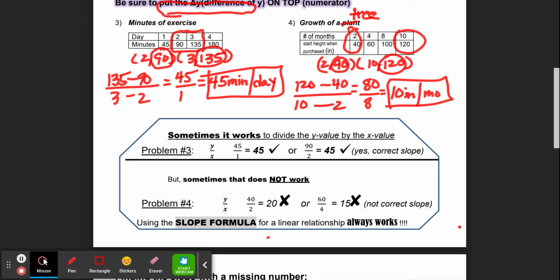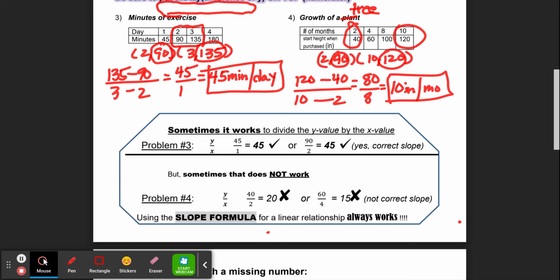However, if you try to do that on problem 4, if you take any y value divided by any x value, so 40 divided by 2 is 20, that's not what our rate of change is. We found it to be 10. Or if you take 60 right there and divide it by 4, that's 15. So that's not correct. So what I'm telling you right here is that using the slope formula for a linear relationship will always work.